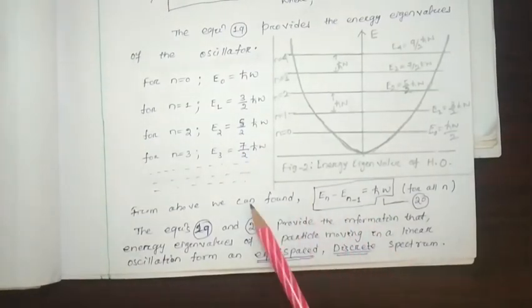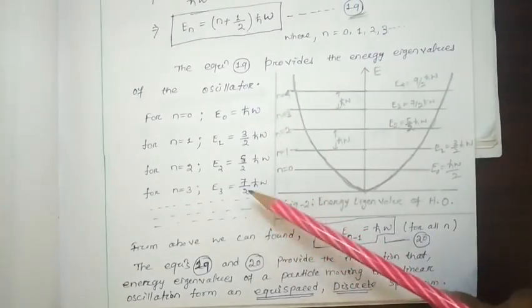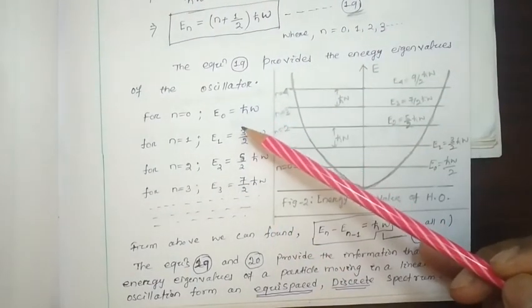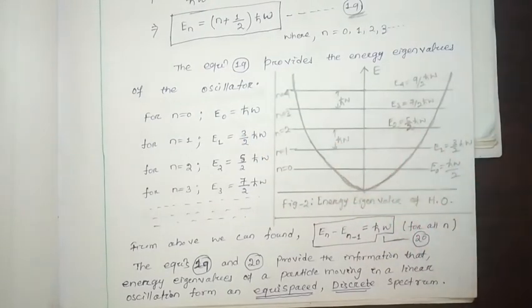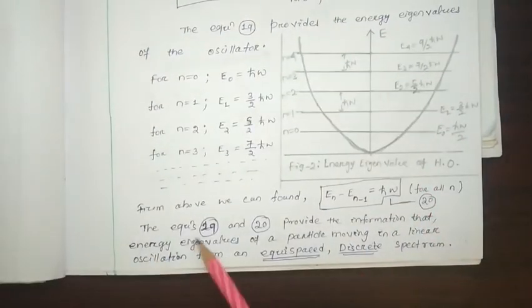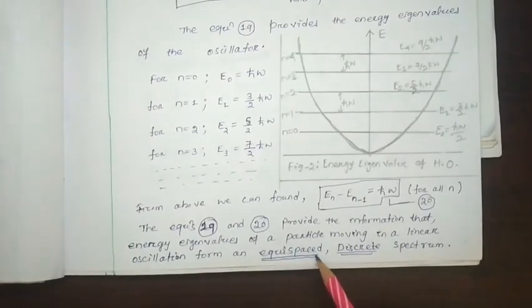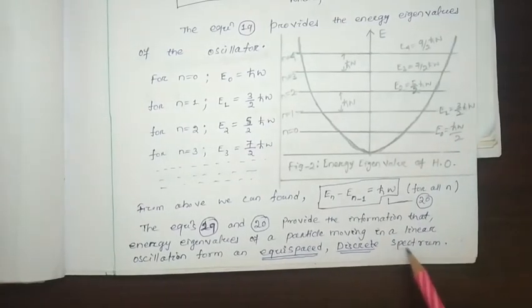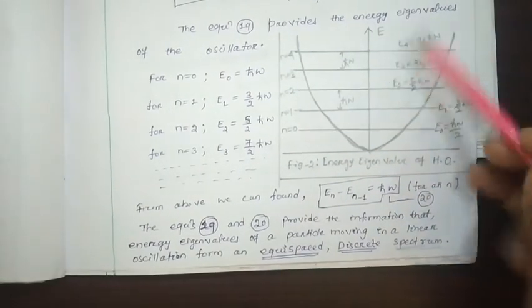So from equation number 19, we found that discrete energy levels are possible for the linear harmonic oscillator, but the energy gap between two energy levels is always the same. So equations number 19 and 20 provide the information that the energy eigenvalues of a particle moving in a linear oscillation form an equispaced discrete spectrum. Here spectrum means energy levels, discrete energy levels, but equispaced.